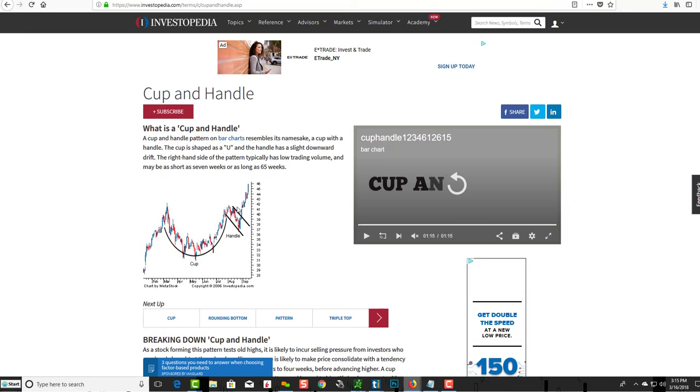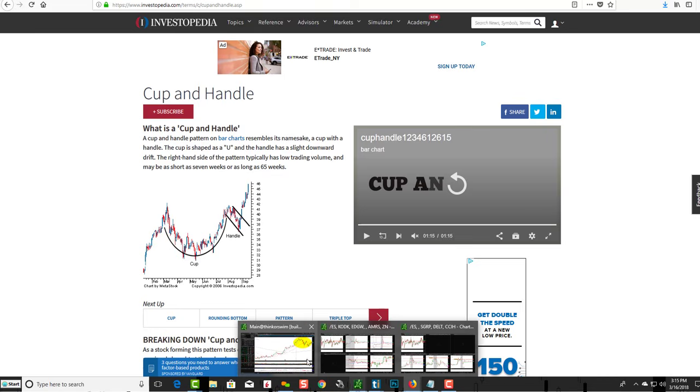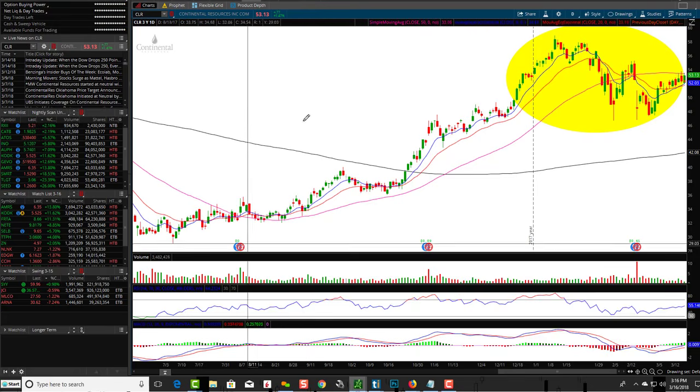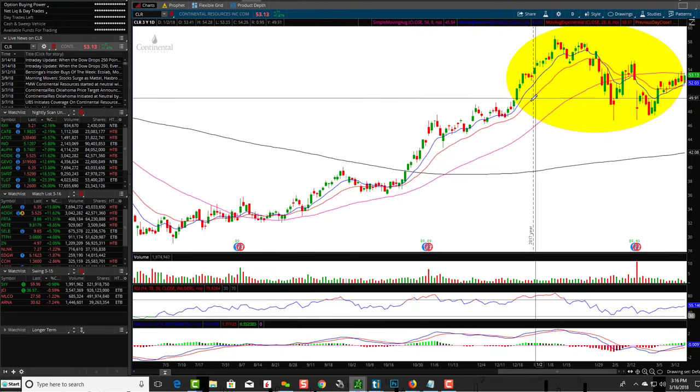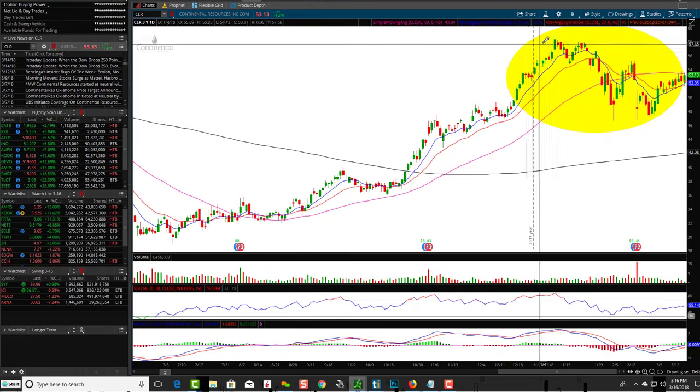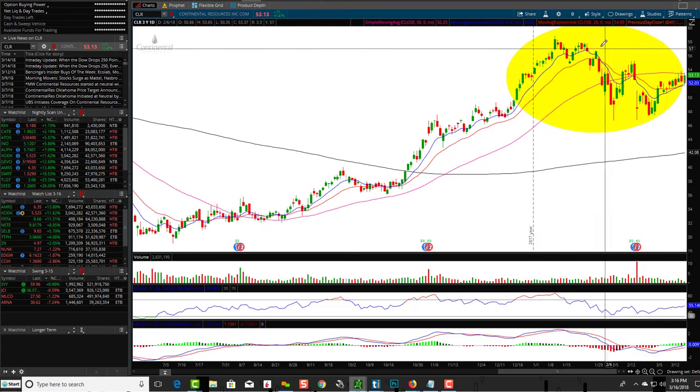And you'll find these cup and handles, or inverted cup and handles, many times within other patterns. You'll find patterns within patterns, right? So let's go look at some real world examples. Let's take a look at CLR. Picture like a U here, right? Kind of a U here.